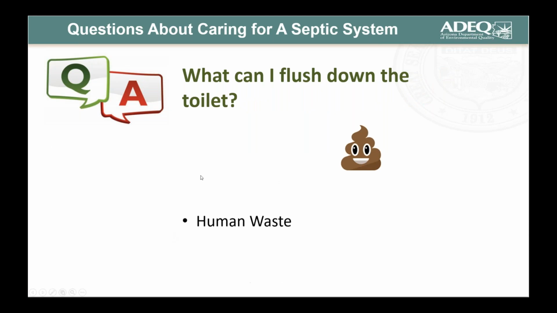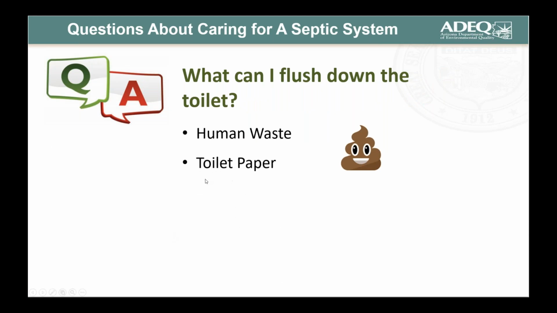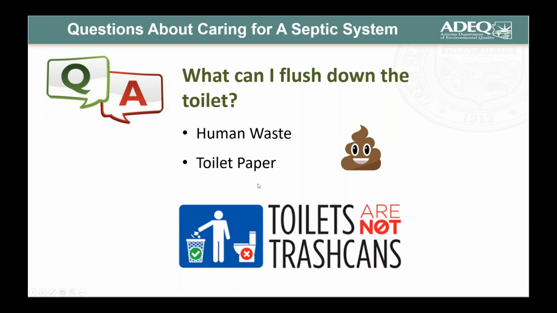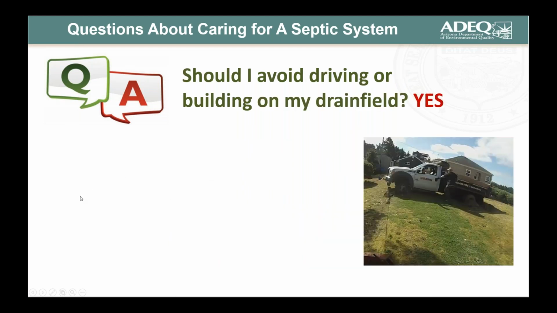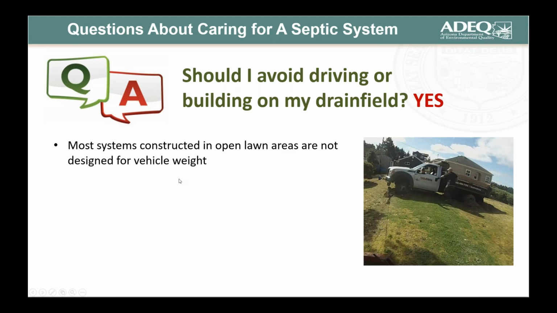What can I flush down the toilet? Human waste, toilet paper. That's it. They're not trash cans. Should I avoid driving or building on my drain field? Yes. Most systems constructed in open lawn areas are not designed for vehicle weight. As we can see in this truck, it looks like he might be stuck and spinning, digging a hole into his disposal field.